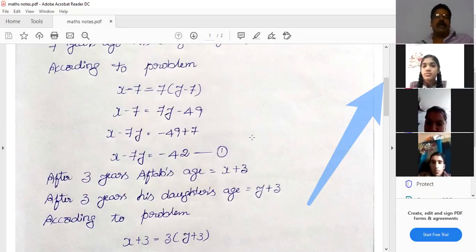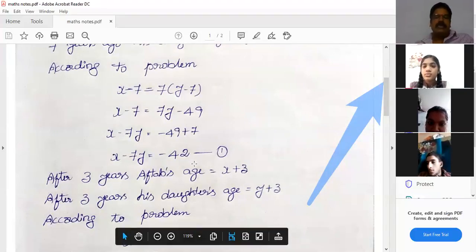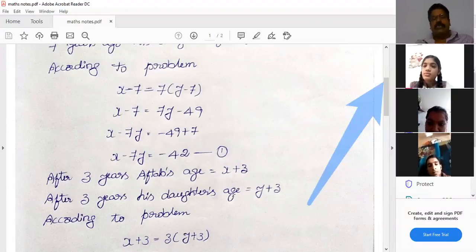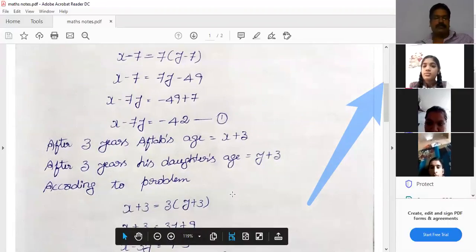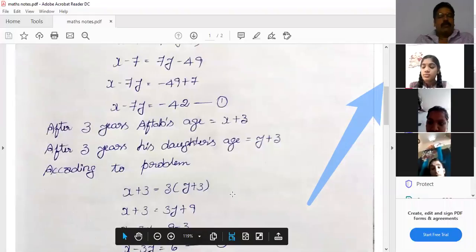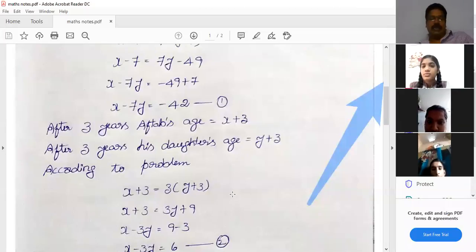After 3 years means to their present age we have to add 3 years. So after 3 years Aftab's age is equal to X plus 3, and his daughter's age is equal to Y plus 3. According to the problem, the condition is 3 years hence Aftab's age is 3 times his daughter's. So X plus 3 equal to 3 of Y plus 3.